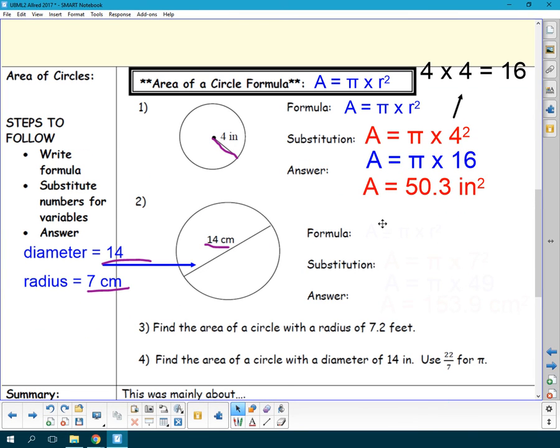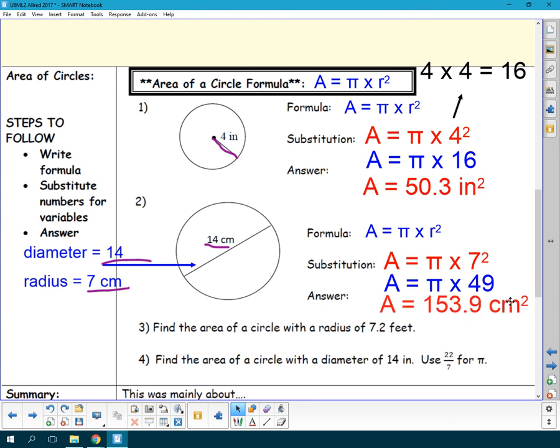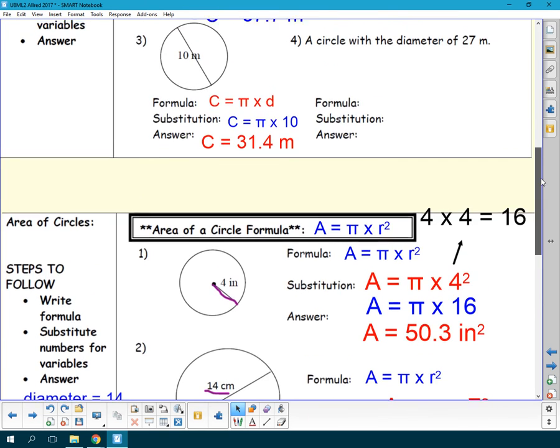7 squared is 7 times 7. The truth is that's 49. So if I do pi times 49 in my calculator, I get a humongous number like 153.93. I round to the nearest 10th place, and I call it 153.9 centimeters squared. Again, I squared my units because I was solving for area. Okay, those are the two formulas that we use, or really 3, to find the circumference and the area of a circle. And that's all I'm going to do for you here in this video.